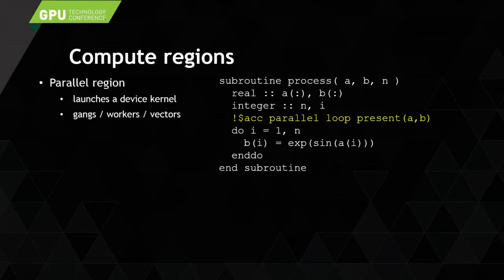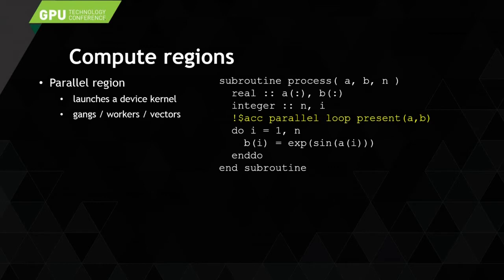If you're relating this to CUDA, then the body of the loop turns into the body of a kernel, and it launches that kernel on the device with a launch configuration, so the grid and the thread block, based on gangs, workers, and vectors. I don't like the name. Nobody likes the name, but it's the best we could come up with at the time.